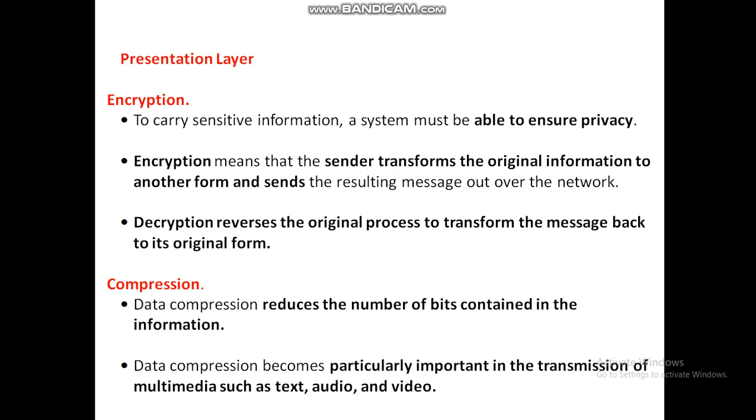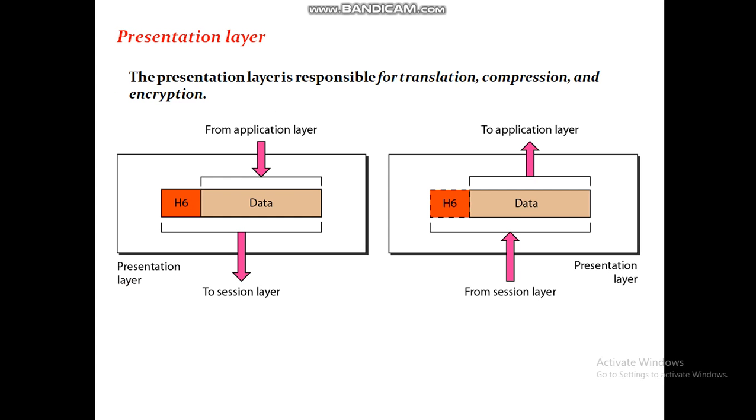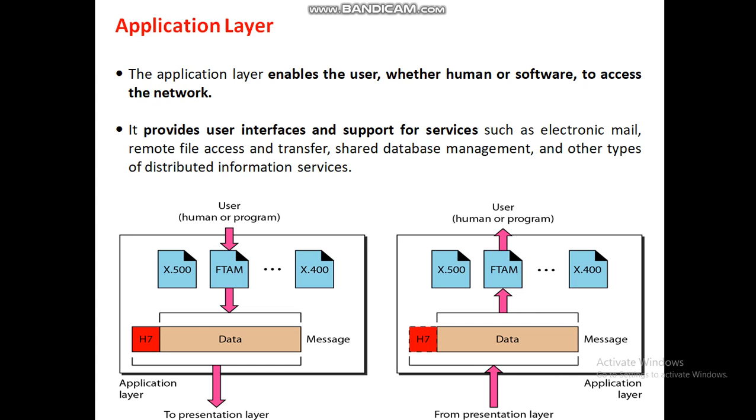The next activity performed by the presentation layer is data compression, which reduces the size of the data by various techniques, and this also enables us to send a large amount of data without much difficulty. So this figure explains the position of the presentation layer and its main activities: translation, compression and encryption. And the last layer is the application layer, which is the uppermost layer.